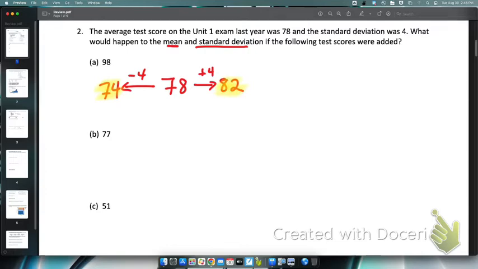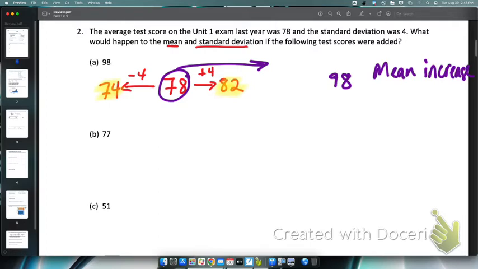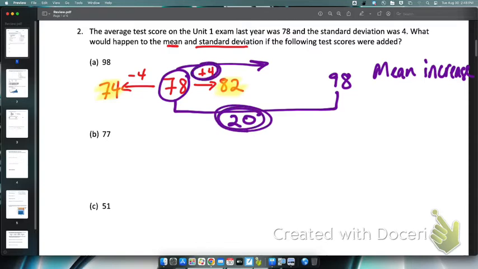Well, what if I add a score of 98? Well, that's going to take the mean up. So the mean is going to increase. Now, the standard deviation. That 4 is an average distance from the mean. So on average, most students scored a distance of 4 from the mean. That means some were less than 4, some were a little bit more than 4. But if I add in that 98, that is a distance of 20. And so if I'm adding a distance of 20 to a distance of 4, that is going to increase the distance. So the standard deviation would also increase.